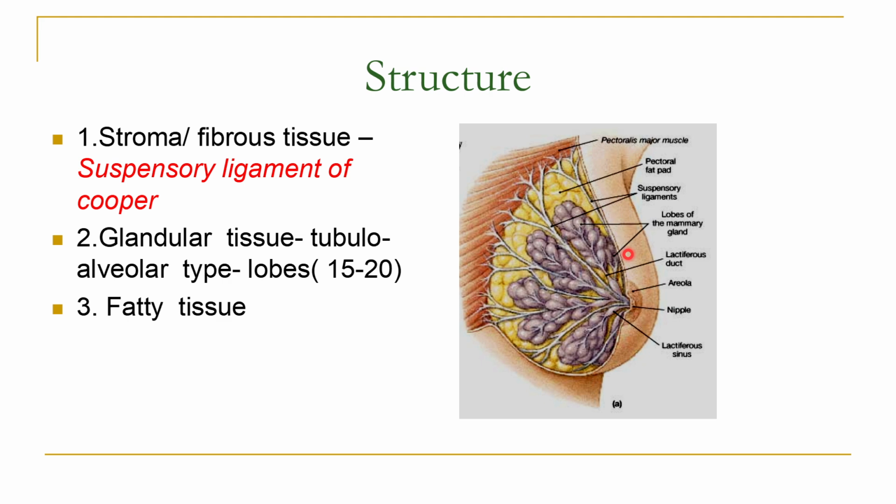Coming to the structure of the mammary gland, there are mainly three components. The first one is the stroma. You can see here the fibrous septa, or the stroma, and it is called the suspensory ligament of Cooper because it holds the skin to the underlying deep fascia. So you can see a lot of fibrous tissue. These are called the suspensory ligaments. And this is the glandular tissue, which is made up of tubuloalveolar glands, and there are about 15 to 20 lobes, and in between you can see the fatty tissue.